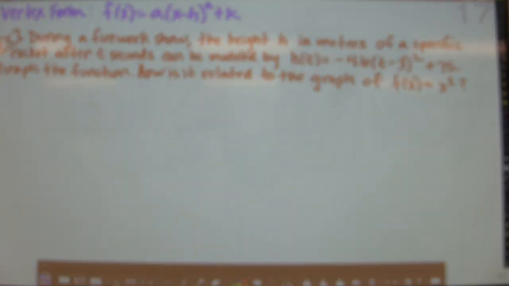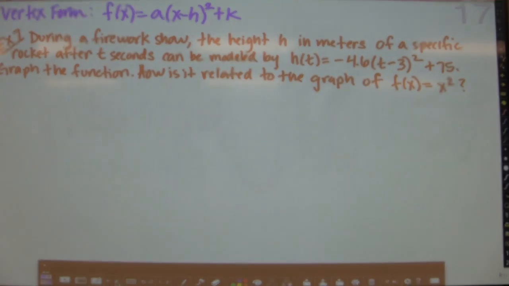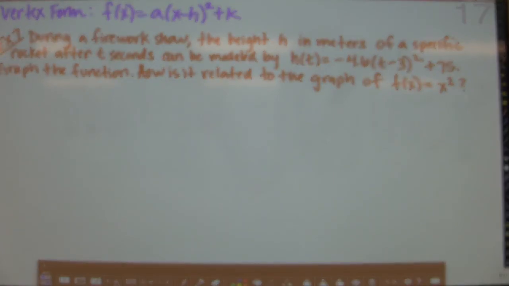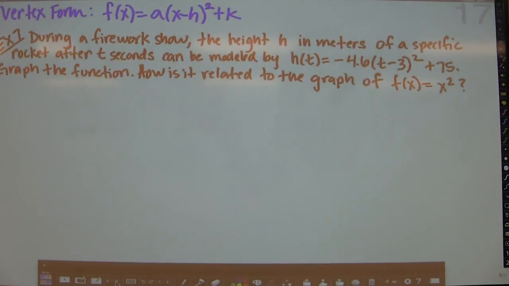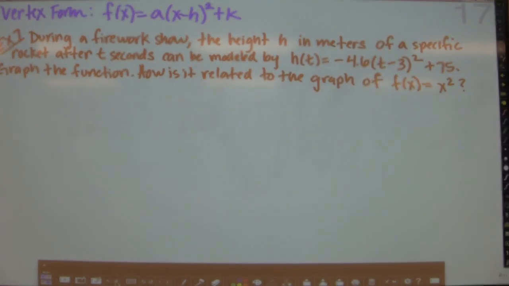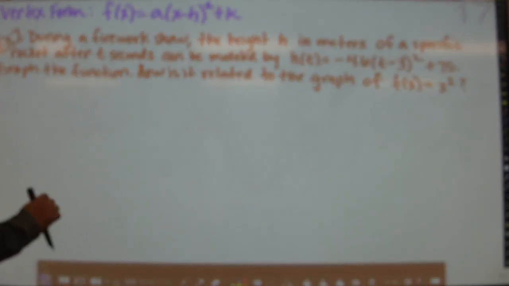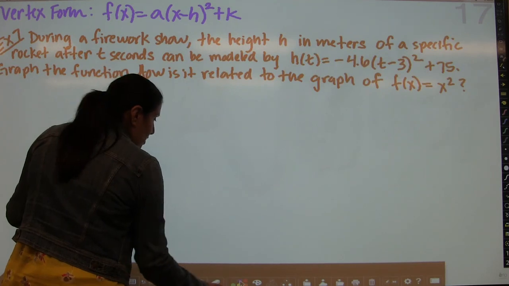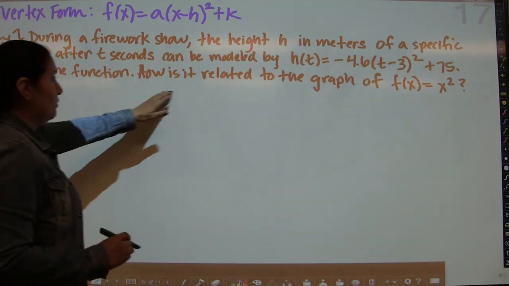And so in example 7, it says, during a fireworks show, the height h in meters of a specific rocket after t seconds can be modeled by h of t equals negative 4.6 times (t minus 3) quantity squared plus 75. Graph the function. And then how is it related to the graph of f of x equals x squared? Now we've done a lot of graphing already. This graph should, so I'm not going to graph it in the interest of time, but I am going to go through the how is it related part.